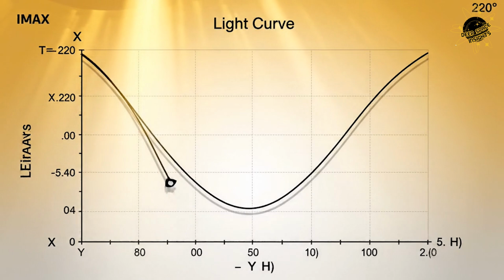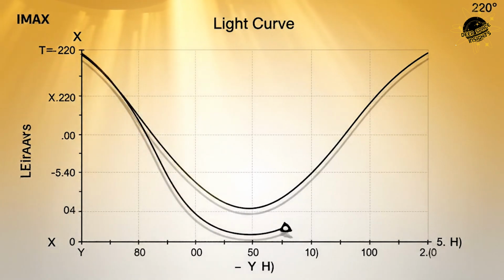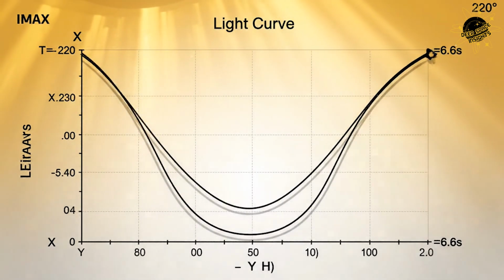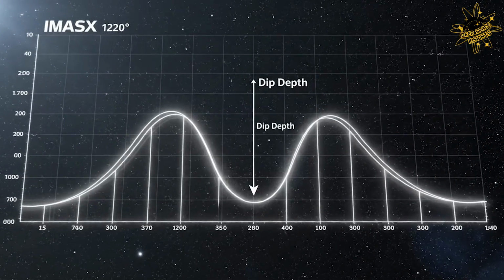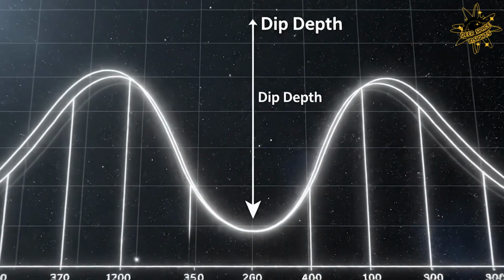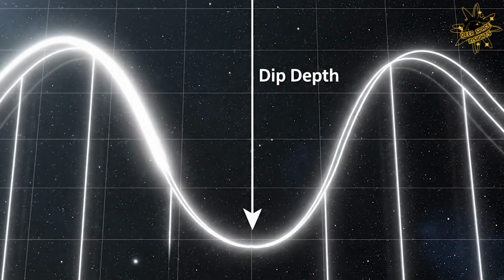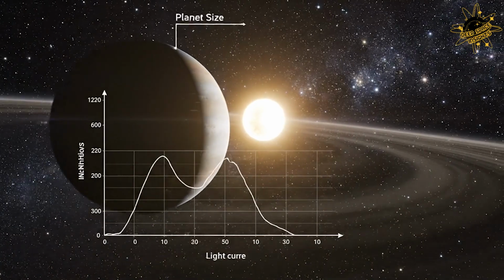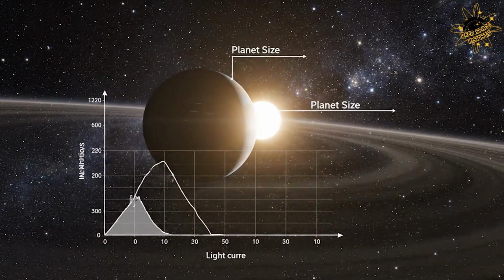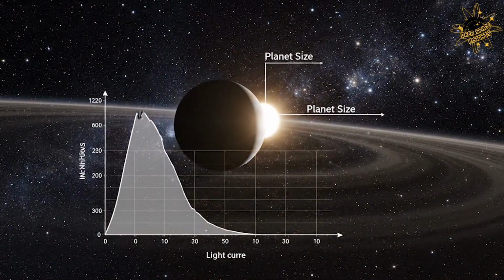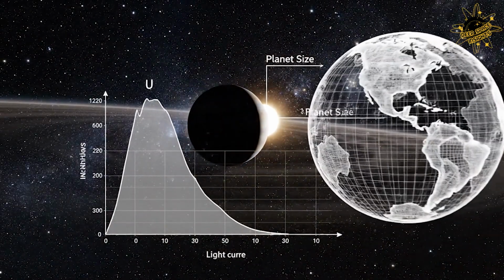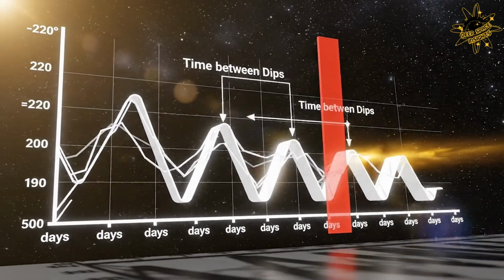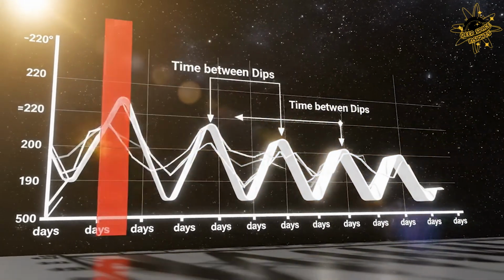On the diagram, the star's brightness, the light curve, shows a characteristic dip during the transit. The depth of the light curve dip reveals the relative size of the planet compared to the star. A bigger planet will block more light, creating a deeper and easier to detect dip in brightness. The time between dips gives the orbit period, which helps calculate the orbital distance.